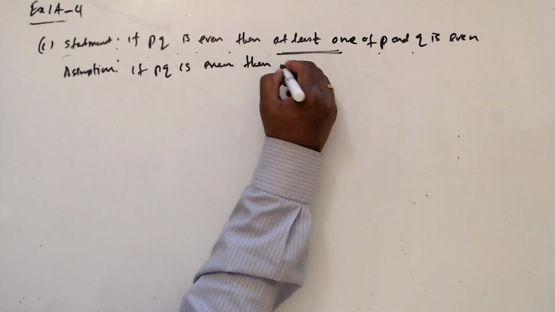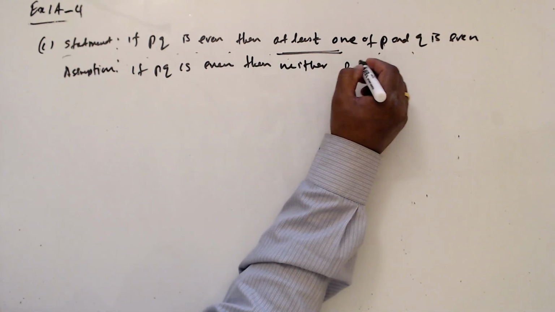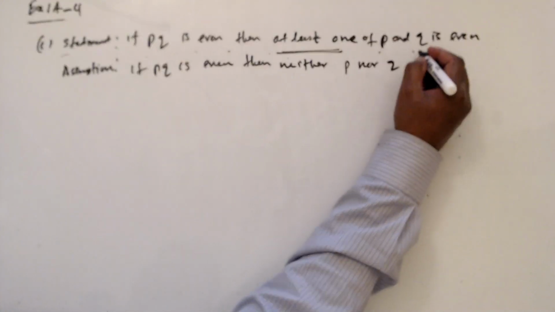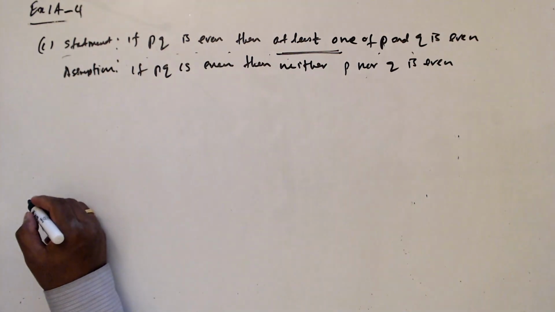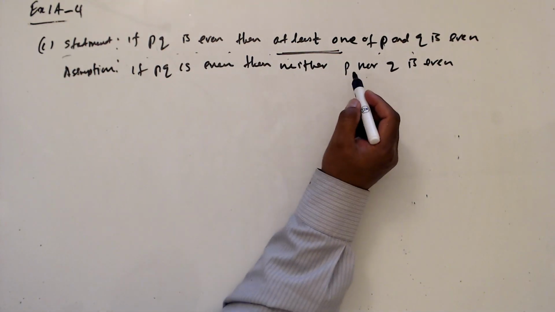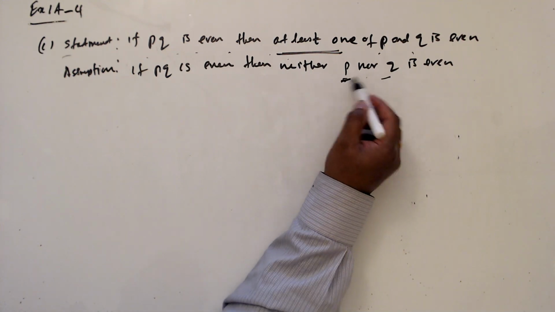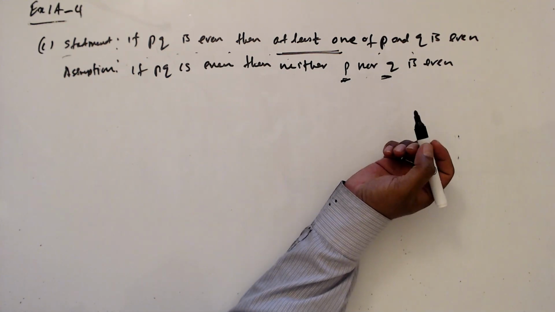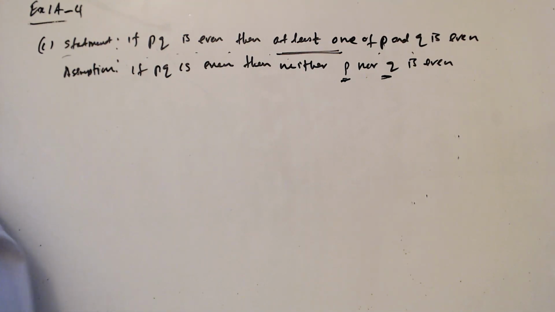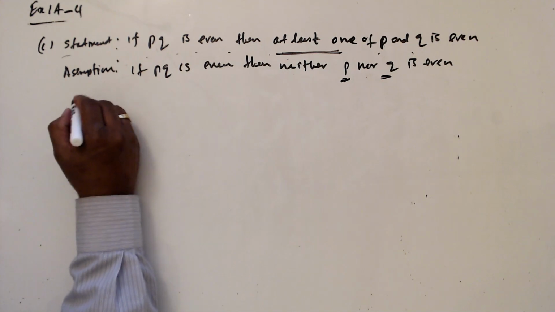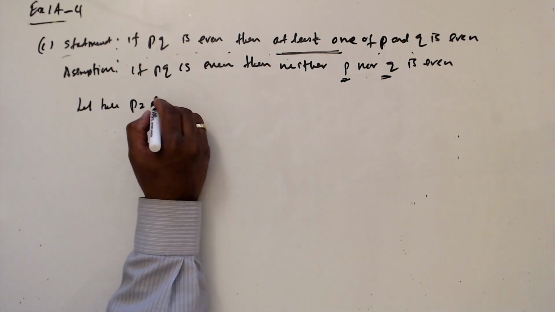then neither P nor Q is even. No one is even, P or Q. So then they have to be odd. So we'll consider now, let's take P equal odd.